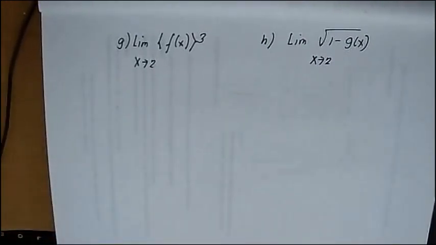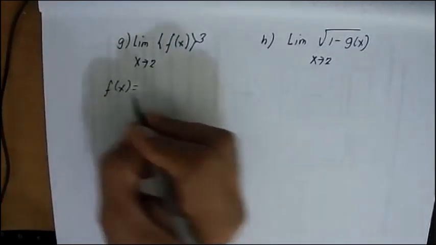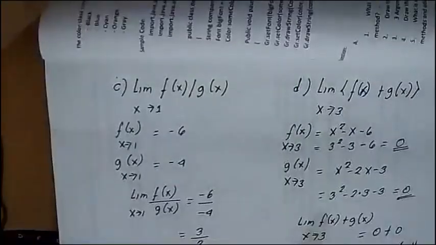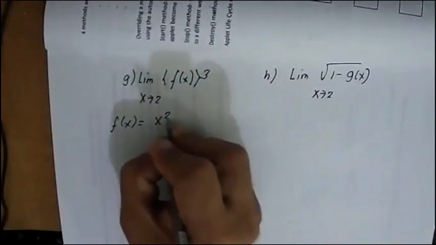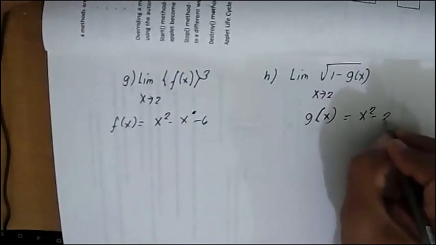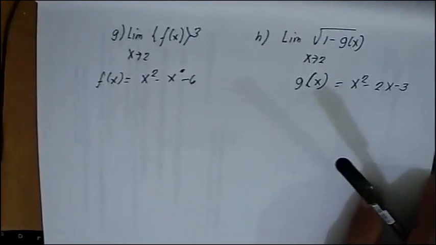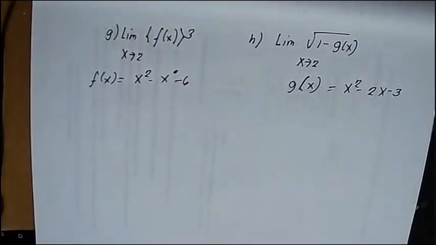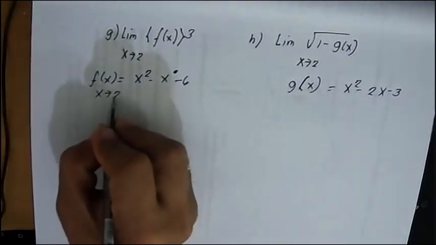Next, we have exponent, no? Ito yung kanina. Limit the function of x raised to 3 as x approaches to 2 naman ngayon. So, ano yung function of x kanina natin, okay, wala akong kopya na. Function of x natin, we have x squared minus x minus 6. Isulat ko na rin dito, no? G sub x equal to x squared minus 2x minus 3. Okay? So, for letter G, you're going to use the theorems on exponent. Okay? So, as x approaches to 2 muna tayo.